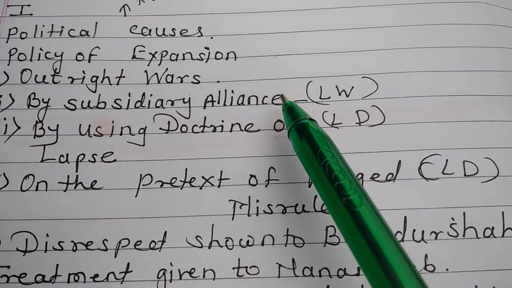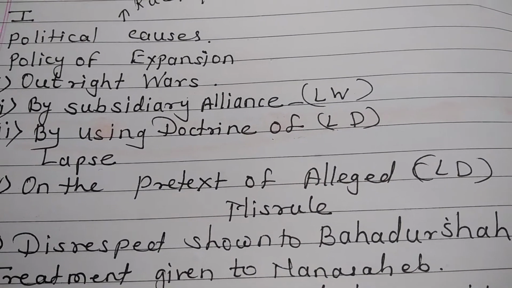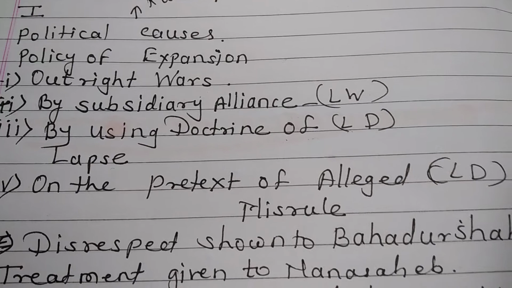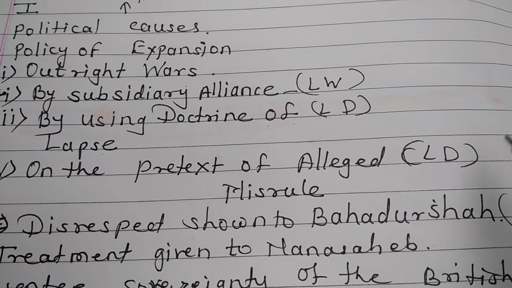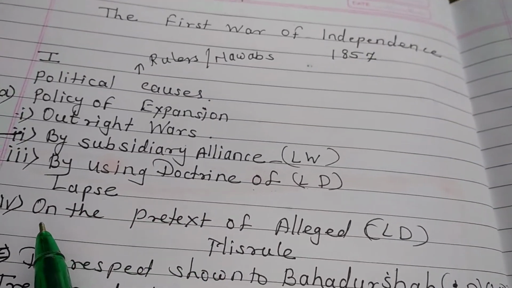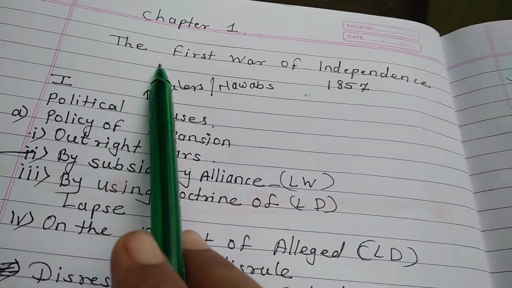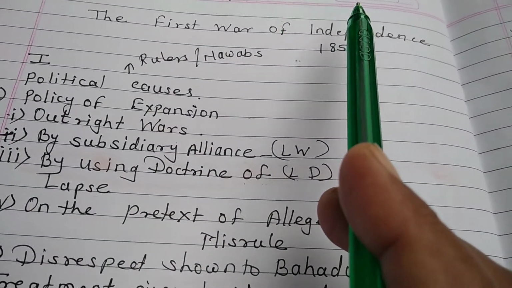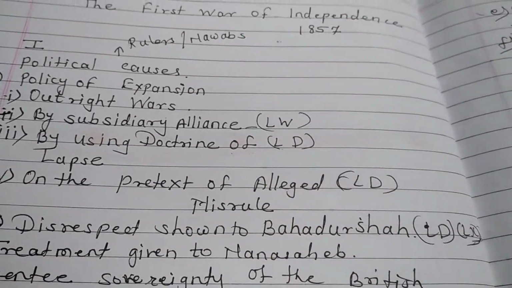For example, the doctrine of lapse was applied in Jhansi, Satara, Sholapur, and similar regions, and that's why those rulers became unhappy towards the British East India Company, and they became part of the First War of Independence, like the Rani of Jhansi and the son of Bajirao Peshwa, Nana Sahib, who, with the help of Tatya Tope, also fought against the British Empire.